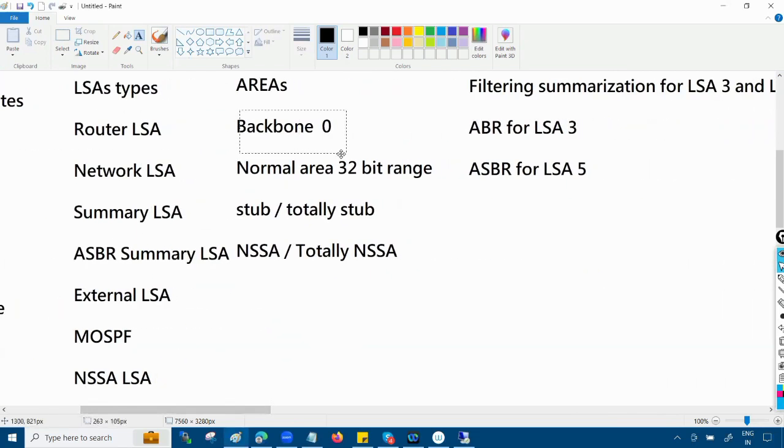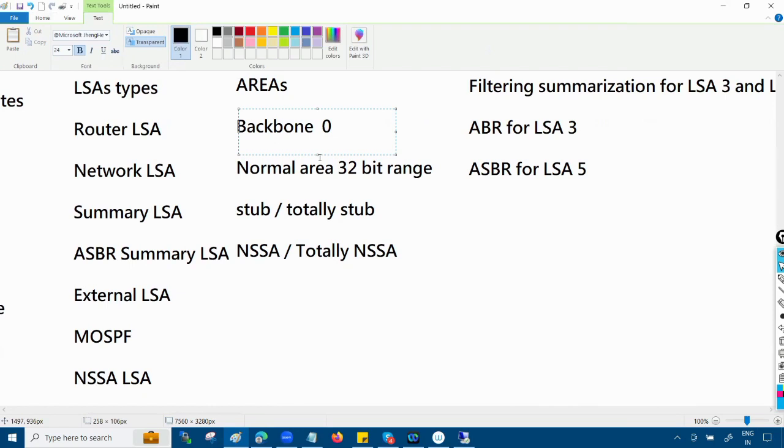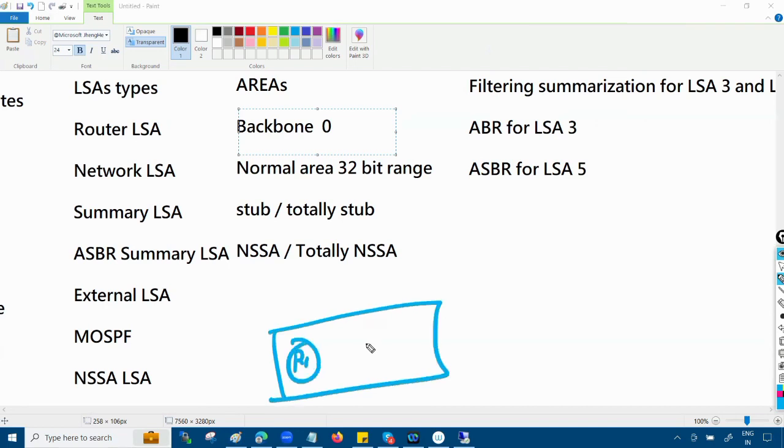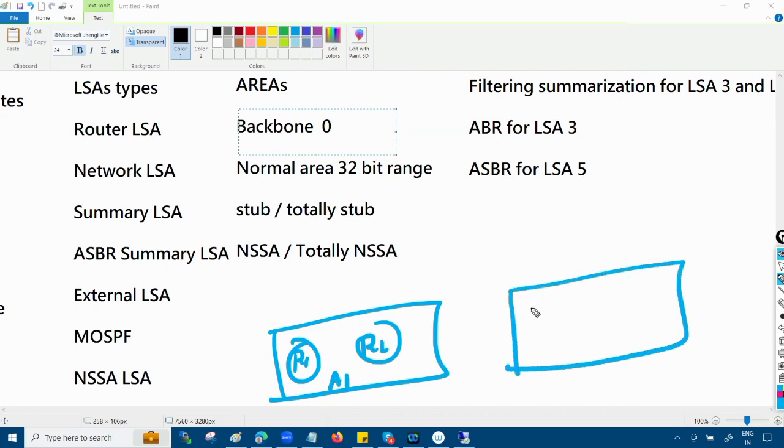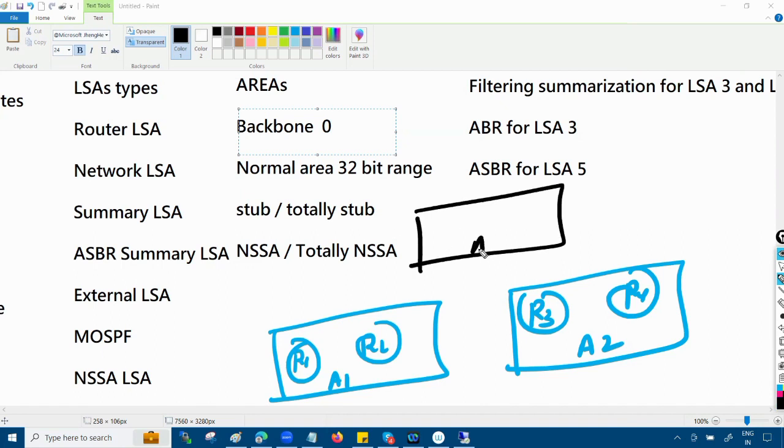We have a backbone area. It means that area 0 must be there in your network. For example, this is my router number 1, this is my router number 2, and this guy is in area number 1, and we have router number 3 and router number 4, and this guy is in area number 2. You cannot provide communication between these two areas. You need to have an area 0.